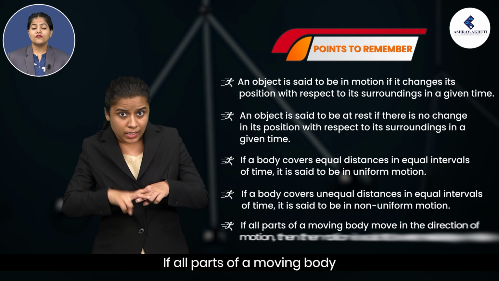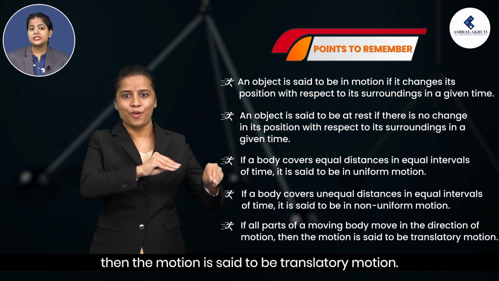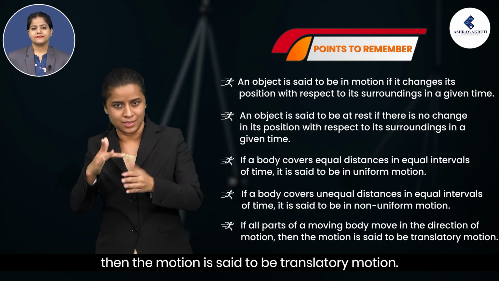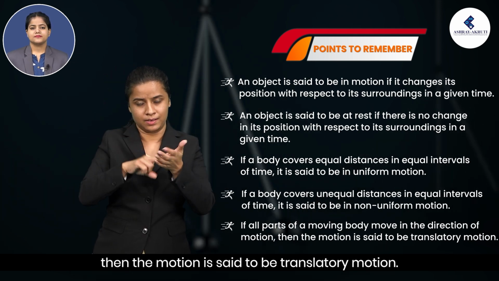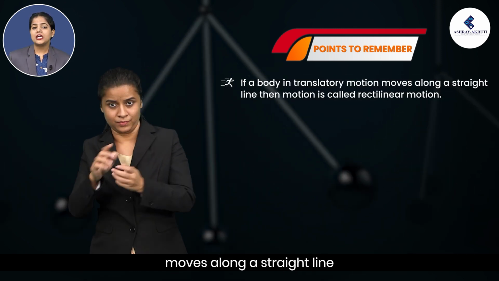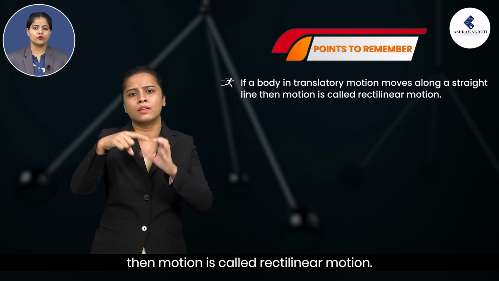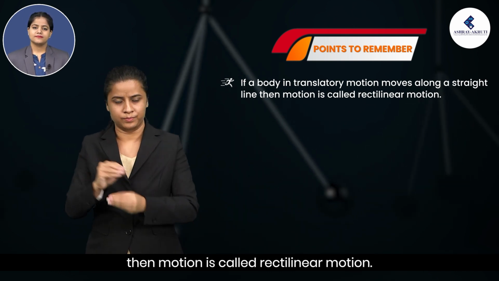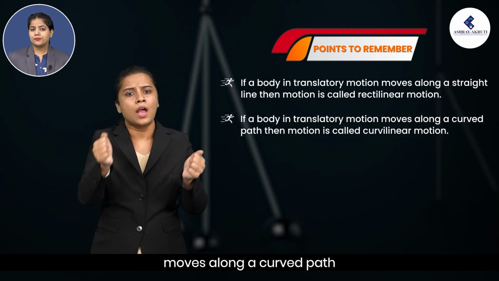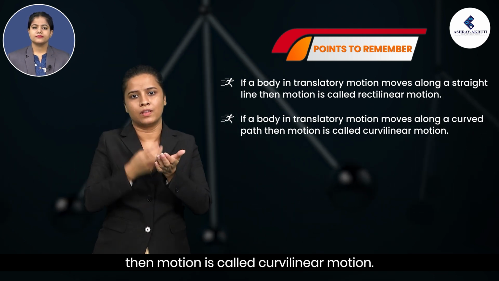If all parts of a moving body move in the direction of motion, then the motion is said to be translatory motion. If a body in translatory motion moves along a straight line, then motion is called rectilinear motion. If a body in translatory motion moves along a curved path, then motion is called curvilinear motion.